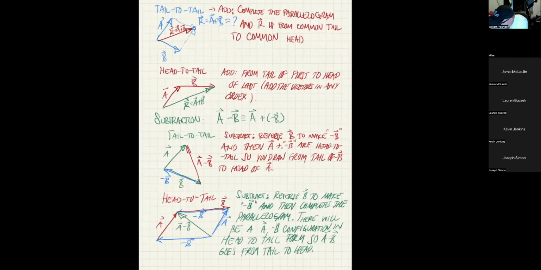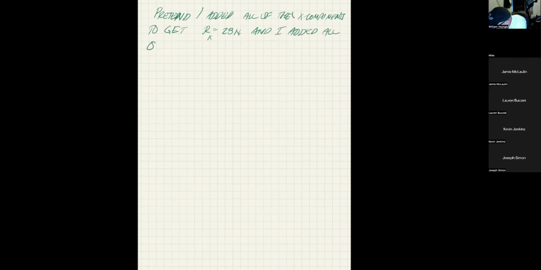So if we actually had to do that, let's pretend like I actually added all of the X components to get R sub X equals 28 newtons. And I added all of the Y components to get R sub Y equals negative 32 newtons.